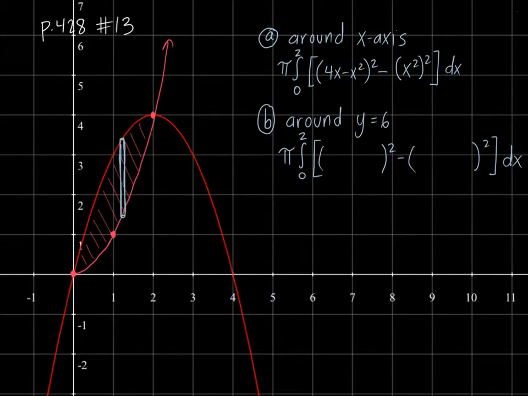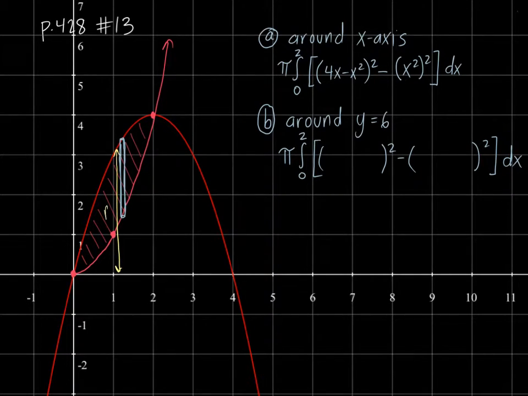The first question is to rotate it around the x-axis. I'm just going to set this one up, not solve it. If you're rotating it around the x-axis, this is going to be a washer method, and you have a big radius and a little radius. The big radius is just the upside down parabola.